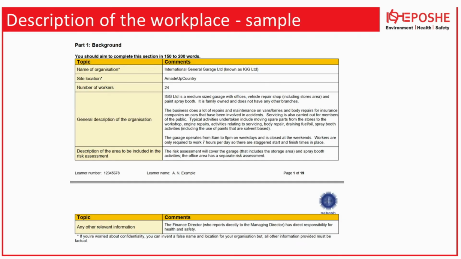Part 1, Background. You should aim to complete this section with 150 to 200 words. In this row, you have to fill the information which we have discussed earlier. When you write the name of the organization, if there are any confidentiality issues, you can give a false name or location, but other information provided must be factual.